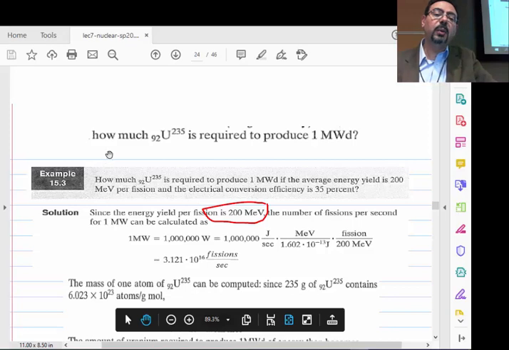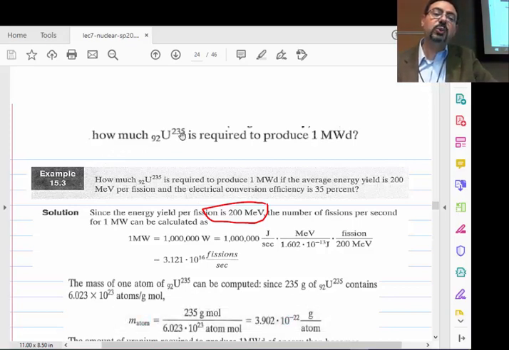So here is the typical problem in the exams also. I always love to have a problem like this. How much uranium-235 is required to produce 1 megawatt day? Megawatt day. This is like kilowatt hour, but way bigger. It's basically megawatt for a whole day. So I don't like this unit. I like joules, right? Or like mega electron volt.